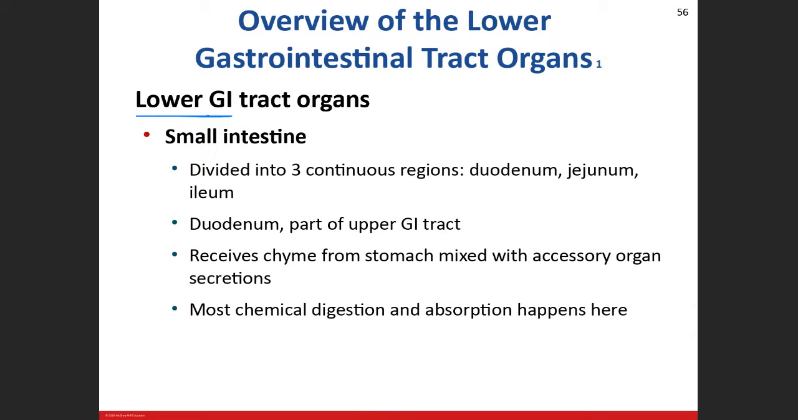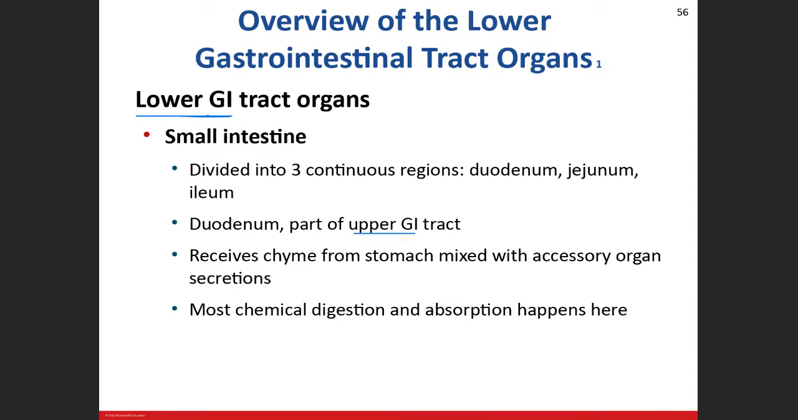All right, the small intestine has three divisions: the duodenum, the jejunum, and the ileum. The duodenum is most proximal. The ileum is the most distal portion here. Now, we do consider the duodenum still part of the upper GI tract. There are four parts to the duodenum.